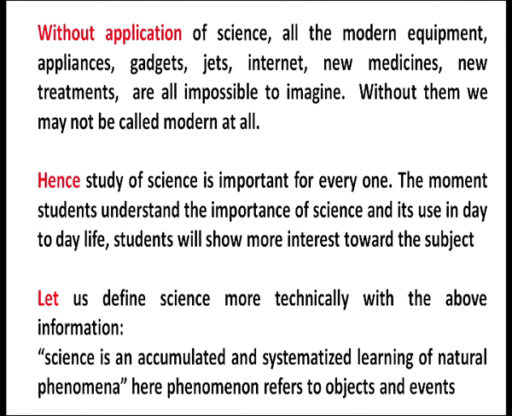We have seen the applications already, and now let us define science more technically with the information we have gathered till now. Science is an accumulated and systematized learning of natural phenomena. Here, phenomenon refers to objects and events. Then, what is the nature of science? Let us see its nature.